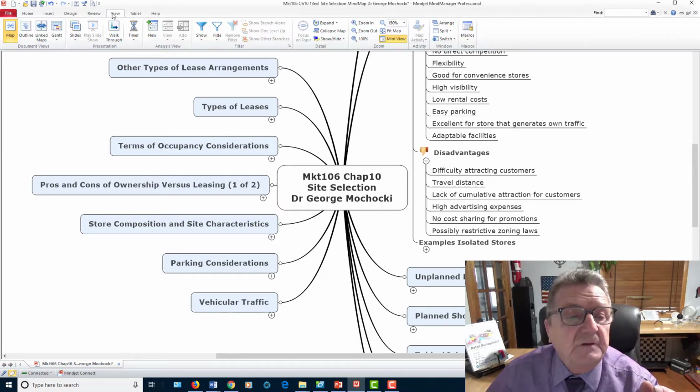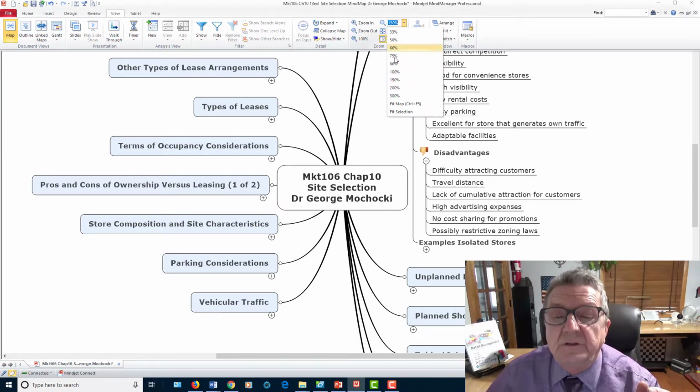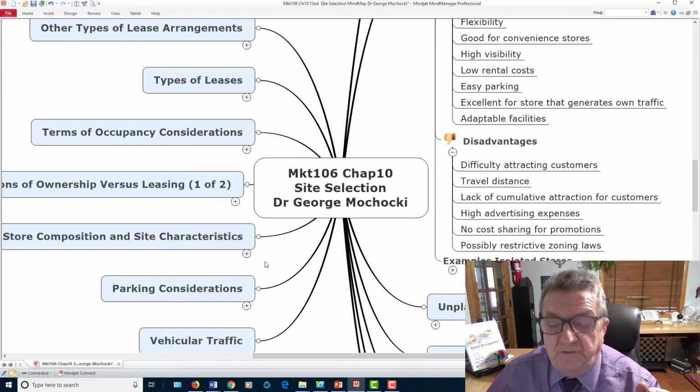Here, let me make these lists a little bit bigger. I got this at 150, 200, just in case you're looking at your smartphone.